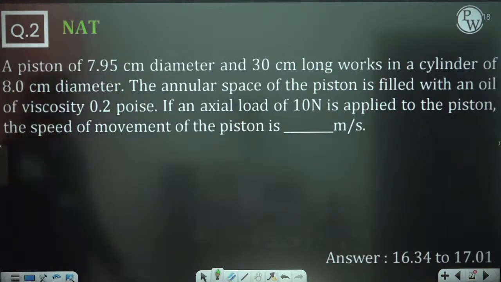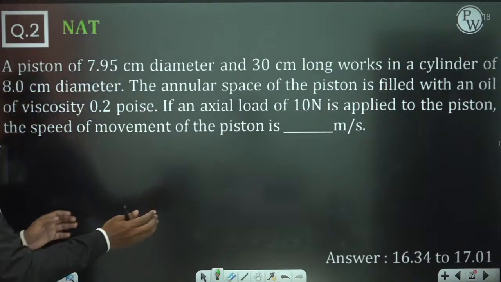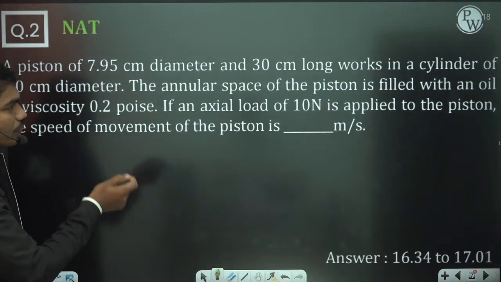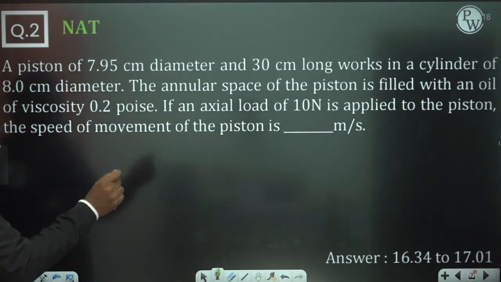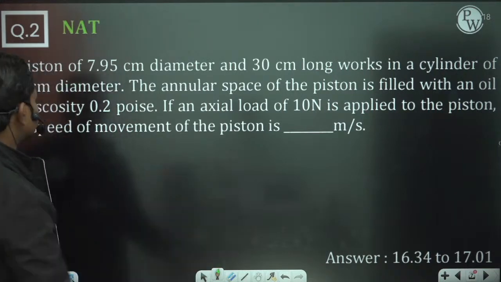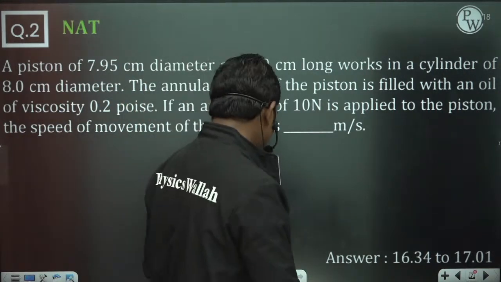A piston of 7.95 centimeter diameter and 30 centimeter length works in a cylinder of 8 centimeter diameter. The annular space of the piston is filled with an oil of viscosity 0.2 poise. If an axial load of 10 newtons is applied on the piston, the speed of the movement of the piston is dash. That's what they're asking you.